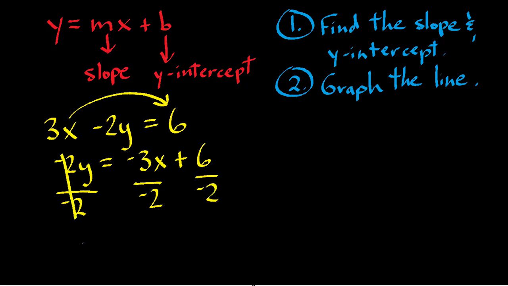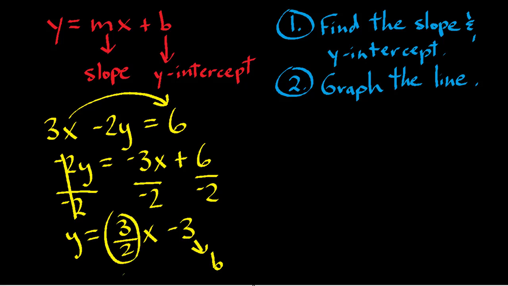Those will cancel. We'll get y equals, negative divided by negative is positive, so we'll have a positive slope of 3/2. And then 6 divided by -2 is -3. So our y-intercept is going to be a -3. So this is our b value. And our m is here, 3/2.